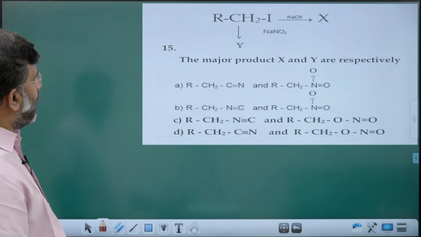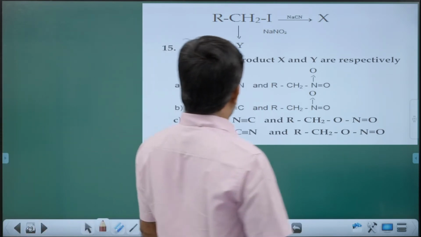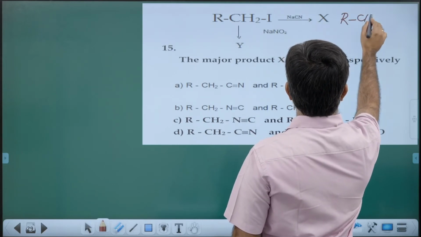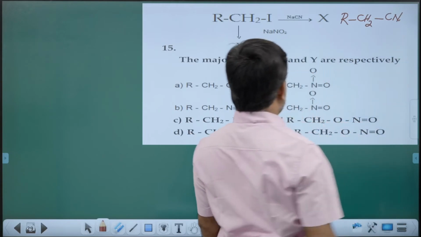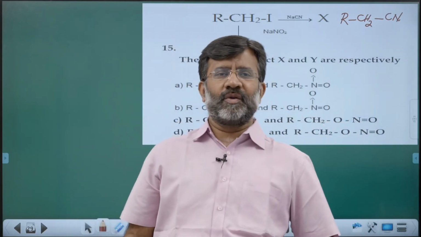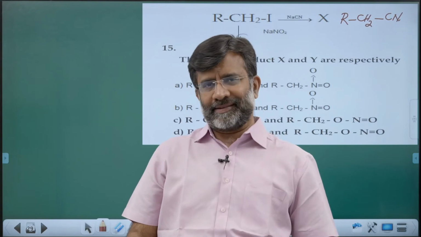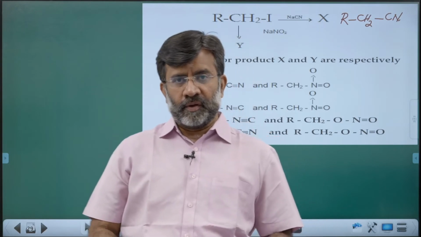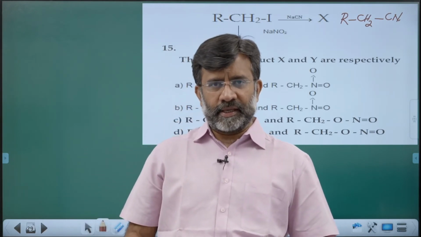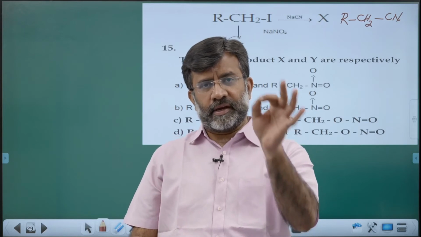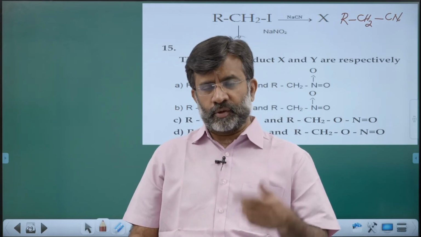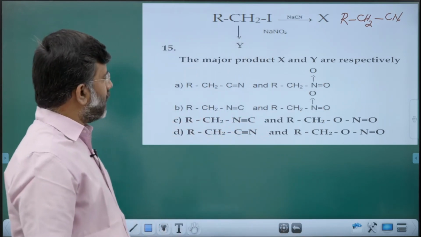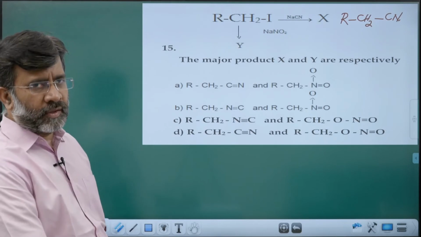RCH2I with NaCN. You will get RCH2CN. With the NaCN, you get cyanide. With the silver cyanide, you get an isocyanide. Cyanide is an ambident ligand. With the C, you get both products. With NaCN, you get RCN and RNC. RCN is the major product. With the silver cyanide, you get both products, but RNC is the major product. Right? Because sodium cyanide is ionic in nature, silver cyanide is covalent in nature.